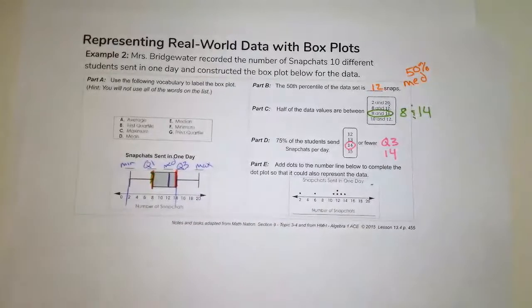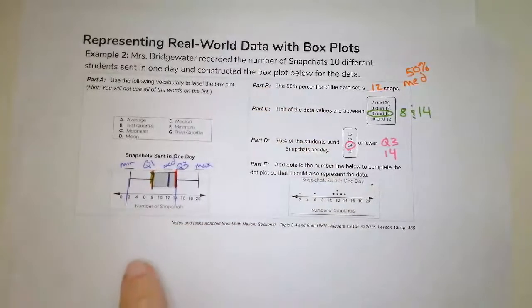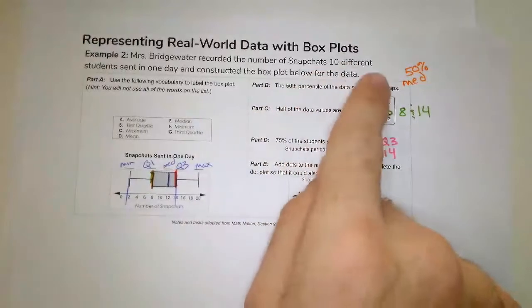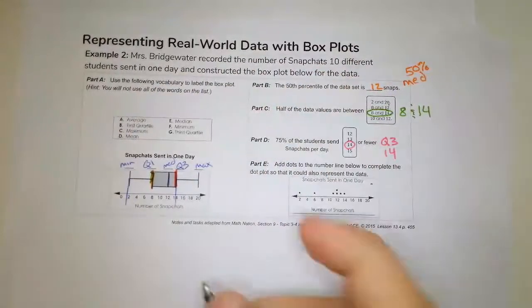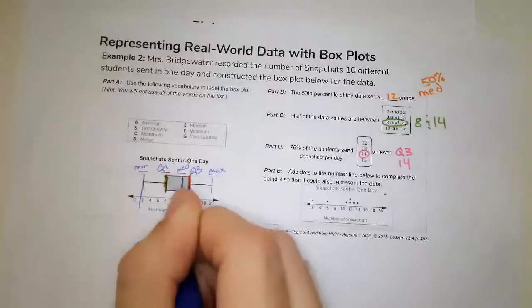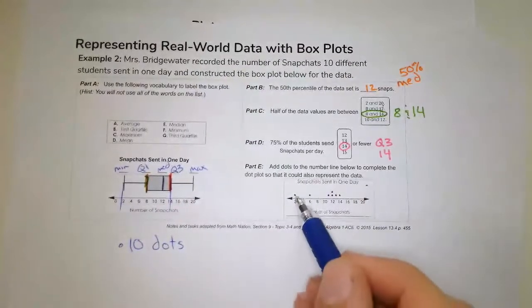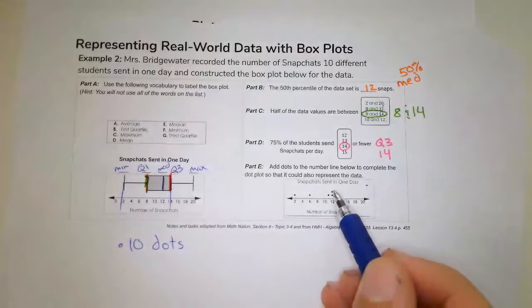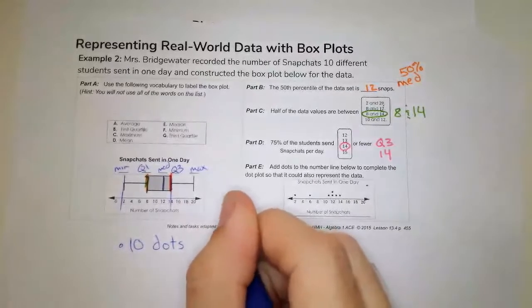So we have to kind of look at some other information here. If you look at this, it says that 10 different students sent in one day. So Snapchat sent 10 different students. So we know there needs to be 10 dots of data on here. Right now, there's only 1, 2, 3, 4, 5, 6, 7. So we need to add 3.